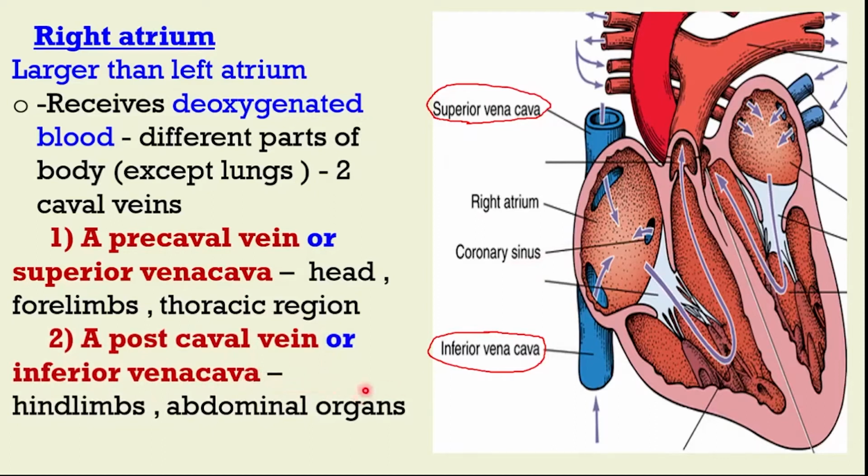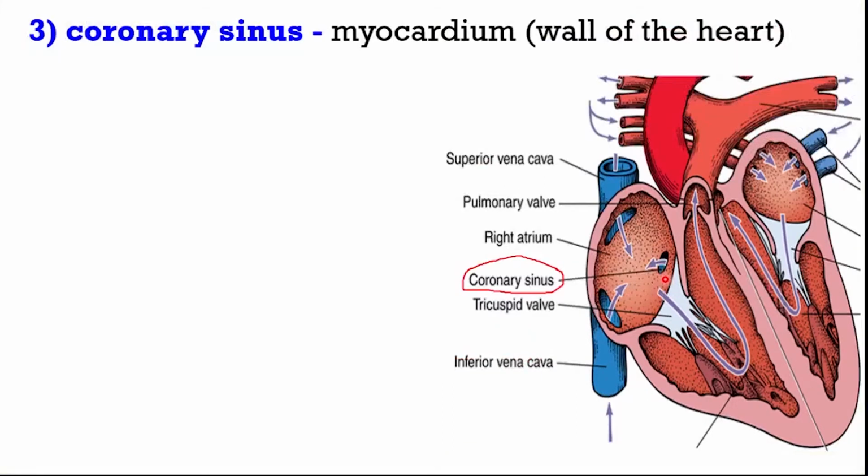It collects blood from the hind limbs and abdominal region. That means from the posterior part of the body, the deoxygenated blood is collected by the postcaval vein and emptied into the right atrium. Along with these two openings, one more opening is here. What is it? The right atrium not only receives blood from different organs but also receives from its own wall.